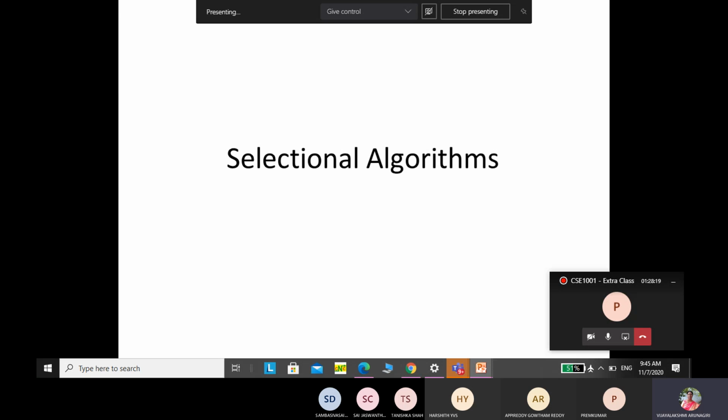Selection type means, in the sequential way, line by line I have to solve the problem, and there's some decision I have to take. Whether this part will be executed or that part will be executed. So that is called a selection type of algorithm.